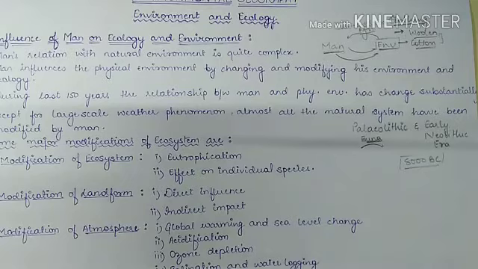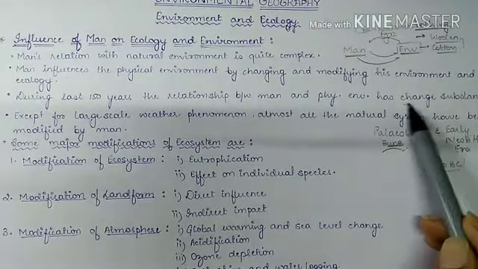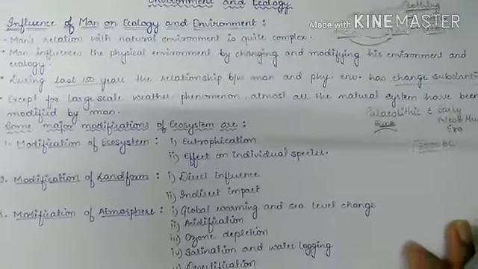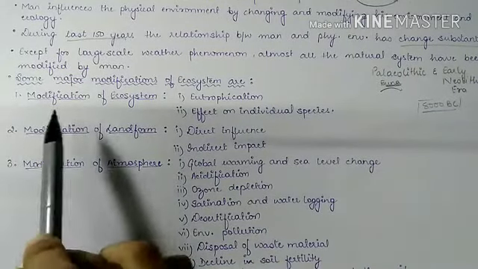Like mega cities were built up, then we had modern towns, lands were converted into roads. And sea routes were used for navigation purposes and all that. And mining was done, then petroleum extraction was done, even from land as well as from the sea. So everything was influenced by man, and the substantial change was noticed in the last 150 years. Now, some major modifications of the ecosystem: first is modification of the ecosystem.